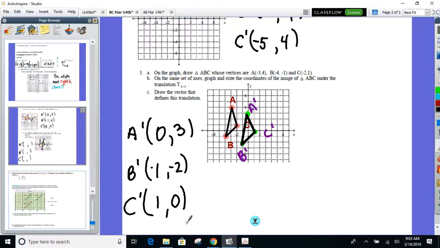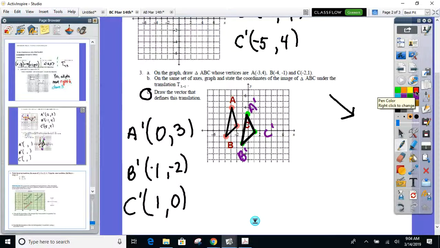Questions? All right, now we get to part C, and this is the brand new piece today. Actually draw the vector that defines it. Well, first thing is, what's a vector? It is a ray. I'm just going to show you an example one. It is a ray that shows the direction and the distance you moved. All right, so I need a ray drawn on this graph that shows me that you went right 3, down 1. All right, easiest way to do it.